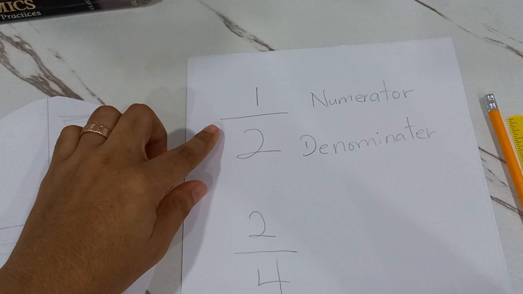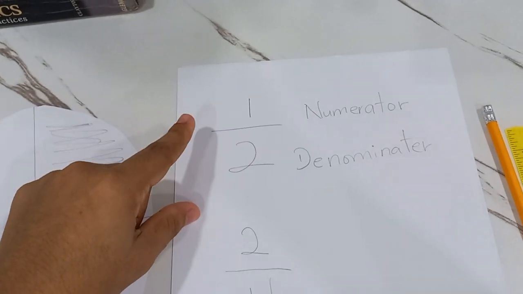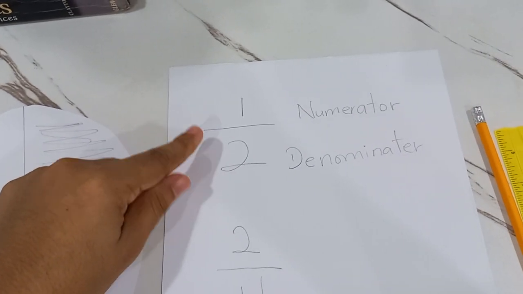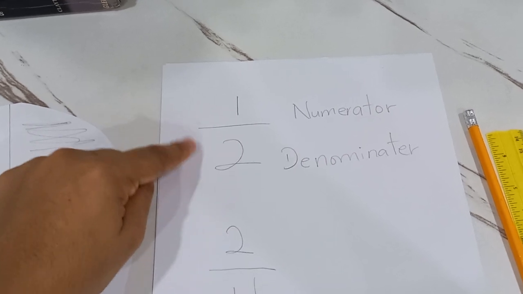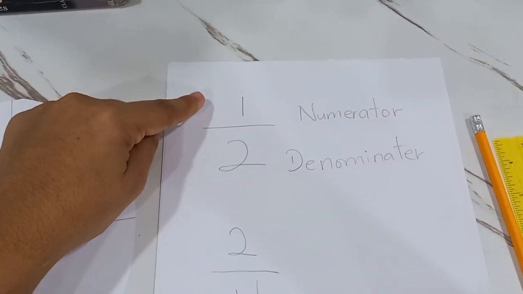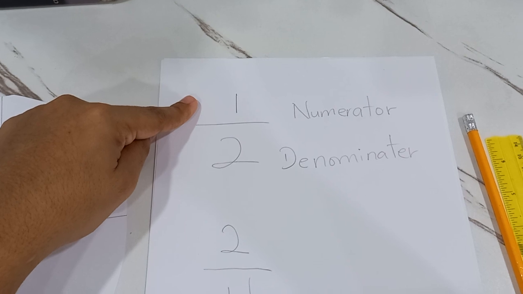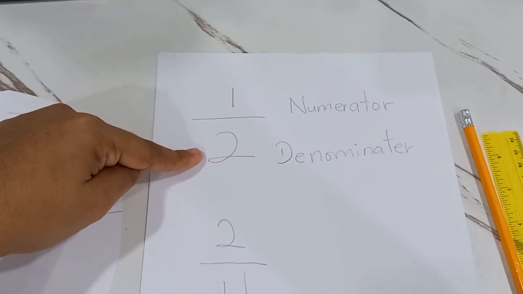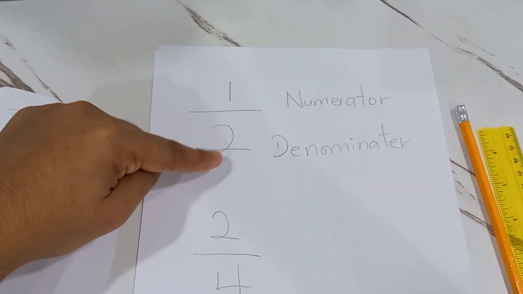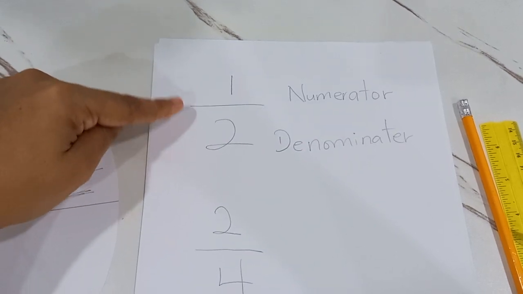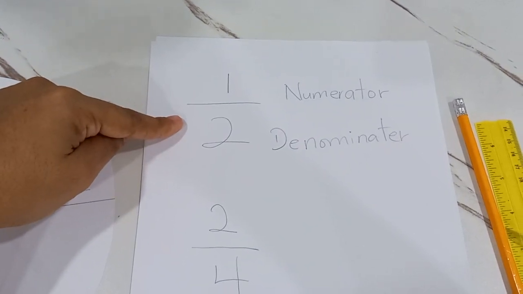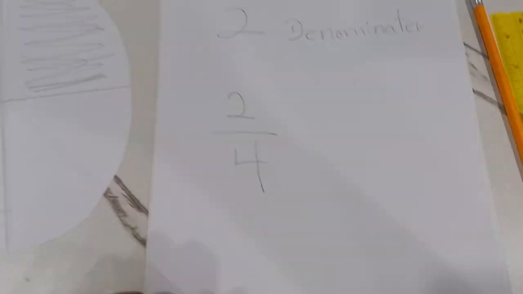So as displayed here, a fraction is written like this, and there are names for the different parts of the fraction. So the top part is called the numerator, the bottom part is called the denominator. And so students will be able to understand the difference between the two. And of course, examples will be given to them.